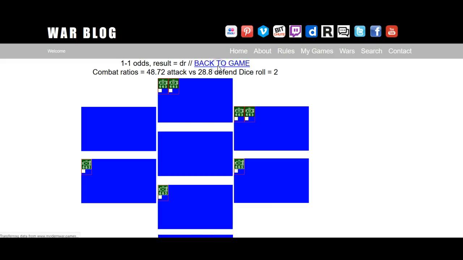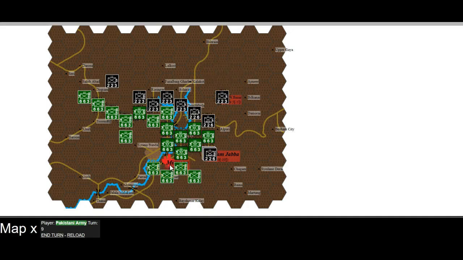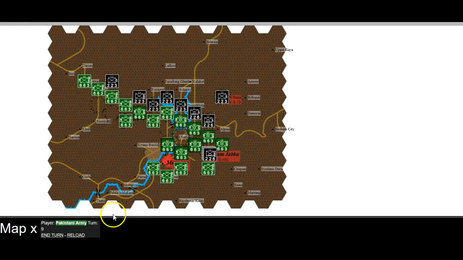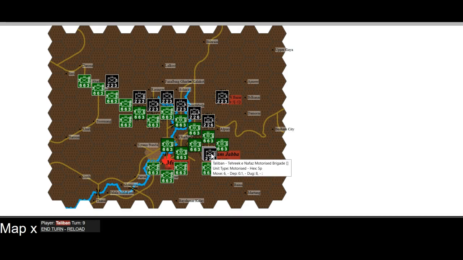That could have been a disaster, but we've now secured Mingora. We can't move in there, so the game is afoot now, as we push the Taliban away. So they've now got their line.